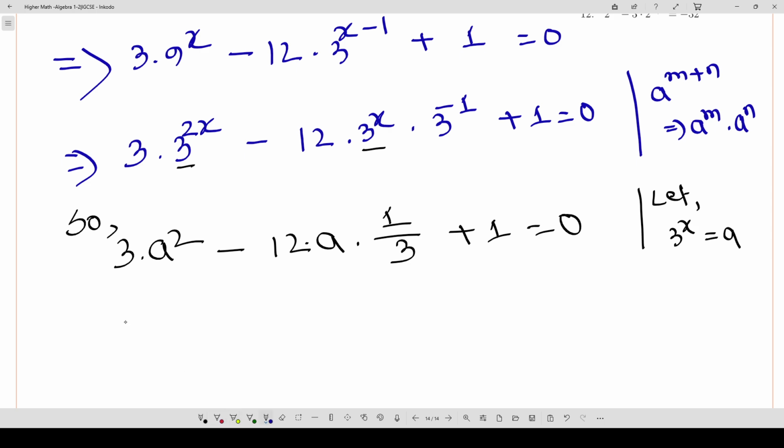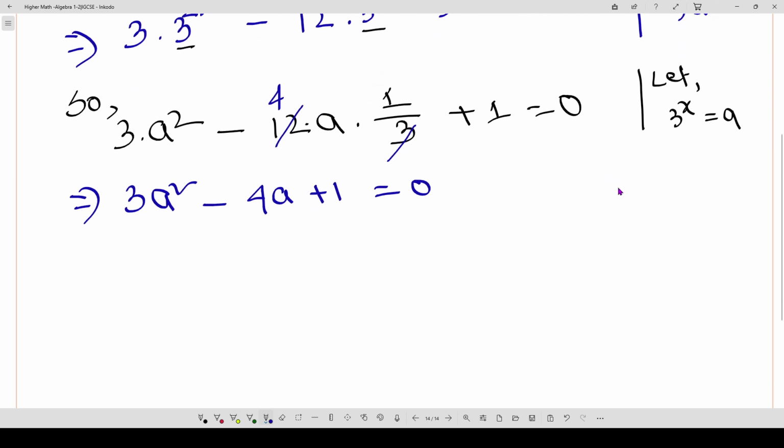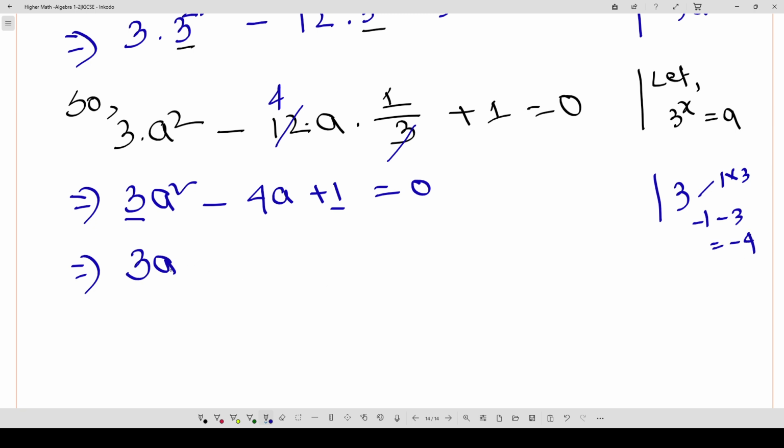Now is the most important thing. Here we have 3a squared minus 12, and we can divide by 3, so it will be a squared minus 4a plus 1 equals 0. Now it's a quadratic equation, so we can split the middle term. 3 times 1 is 3, so 1 times 3 equals 3, and 1 minus 3 is minus 4. So we can write 3a squared minus 3a minus a plus 1 equals 0.